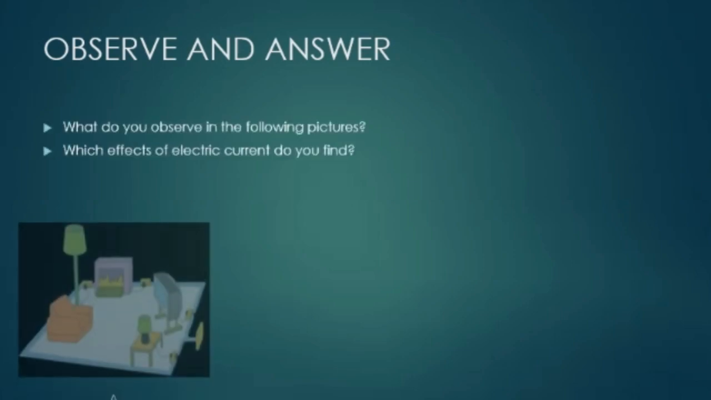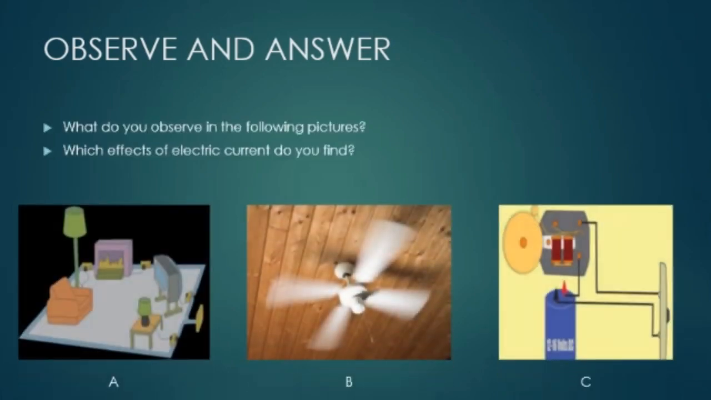Let's observe these pictures. The first question is, what do you observe in the following pictures? In picture A, we can observe a lamp, a TV, a computer. In picture B, we are observing an electric fan. In picture C, we are observing an electric bell. If you see, what effects of electric current do you find?